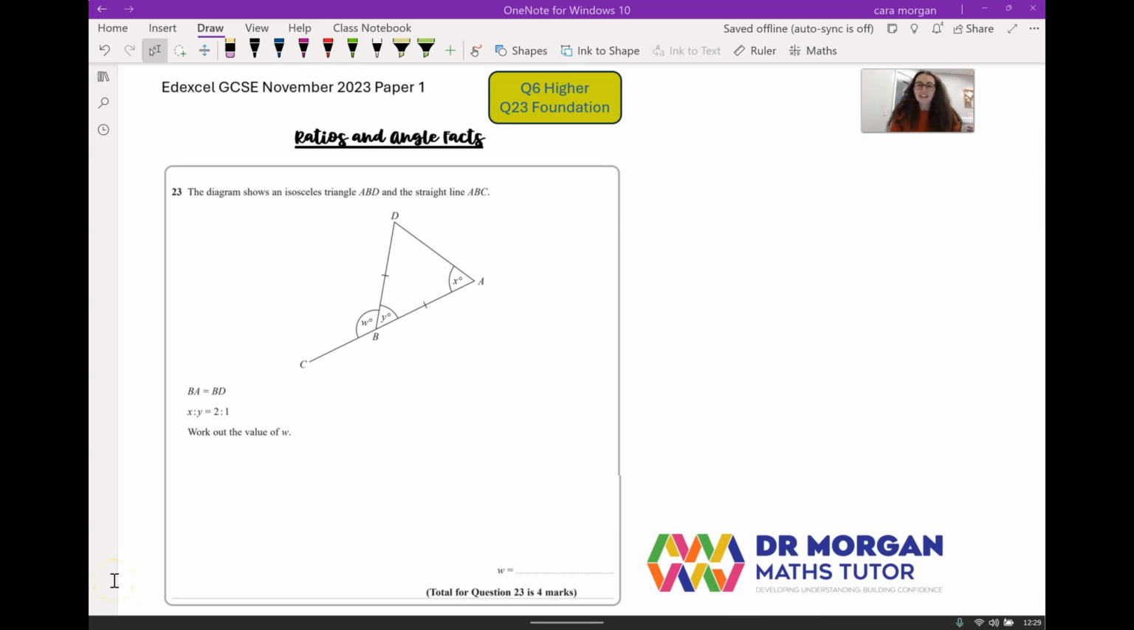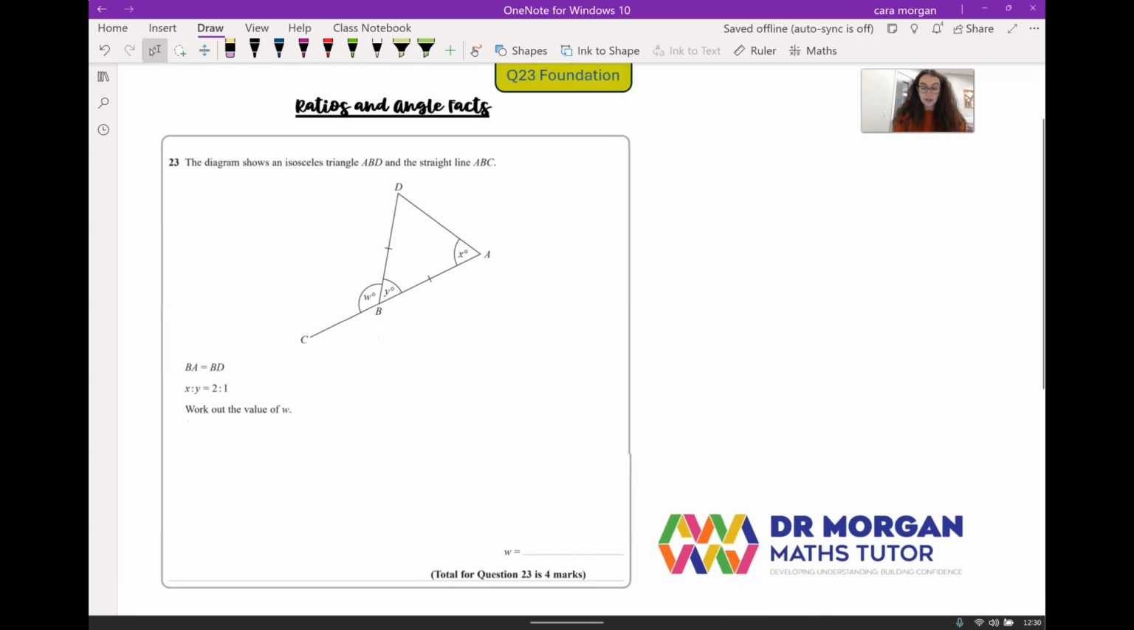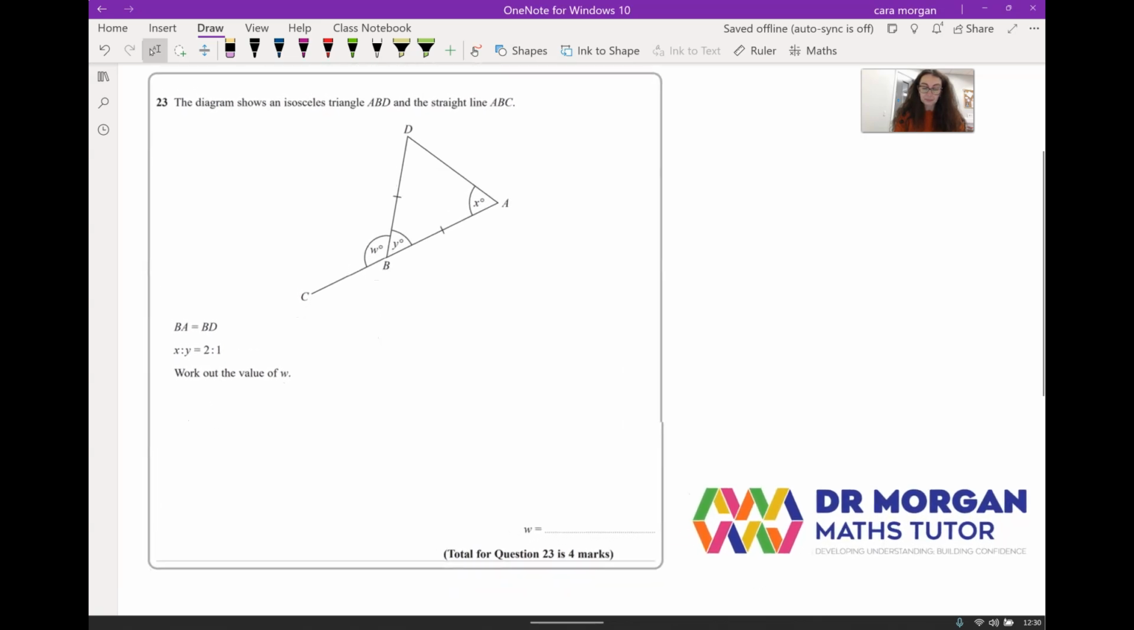Hello there. In this video, I'm going to be working through a ratios and problem solving question that has some angle facts in it. This is from the Edexcel exam from November 23, and it was question 6 on the higher paper, and question 23 on the foundation paper. So let's work through this question together.